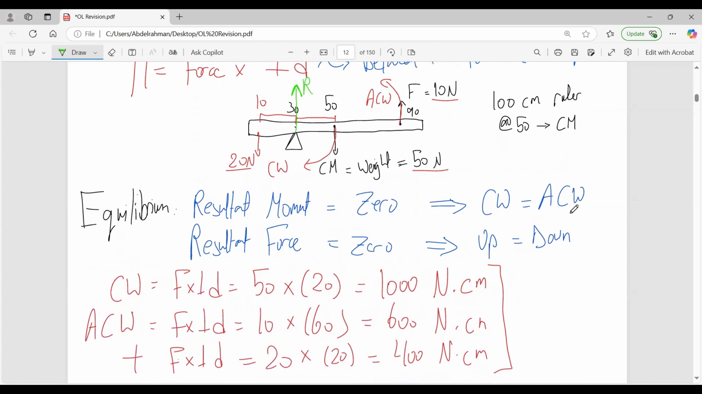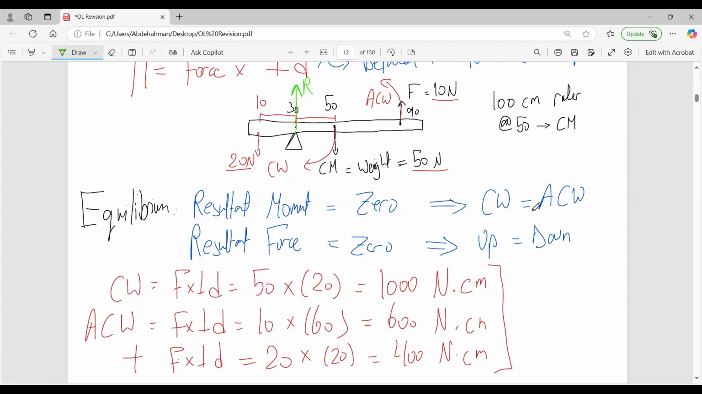and a beam. You'd have three forces, two of them clockwise, one anti-clockwise, or the other way around, and then he'd tell you to find the missing force. He'd ask you to find the missing distance or whatever, and then in the next question, part B, he'd ask you to find the reaction force or the missing force. So you need to use these two conditions. Resultant moment equals zero, resultant force equals zero. Clockwise moment equals anti-clockwise moment, and upward forces are equal to the downward forces.